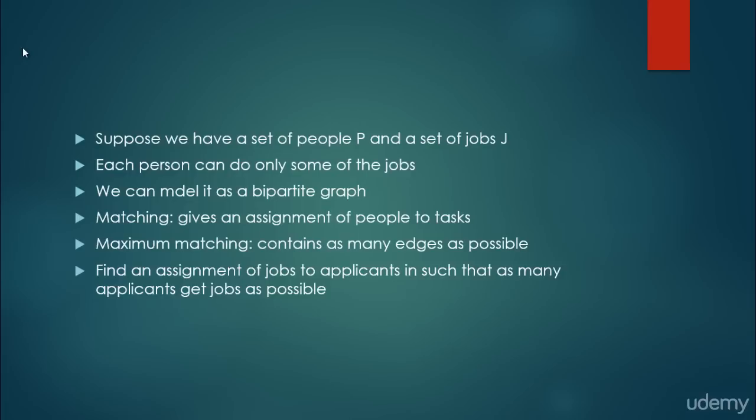What is a matching? A matching gives an assignment of people to tasks, and a maximum matching contains as many edges as possible. So we have people and we have jobs, and we want to assign as many people to as many jobs as possible. Find an assignment of jobs to applicants such that as many applicants get jobs as possible.